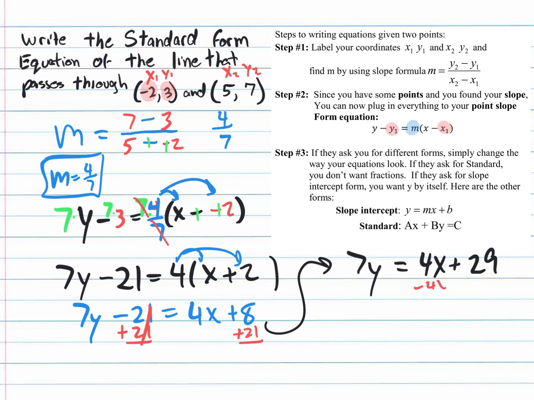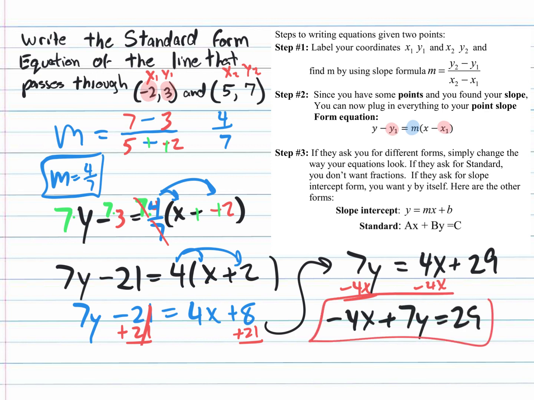So I'm going to subtract 4x, and I will have negative 4x plus 7y equals 29, and that is my standard form equation. Another way that it could pop up on a multiple choice test would be to change all the signs to a positive 4x, a negative 7y equals a negative 29, but the first one is equally correct.